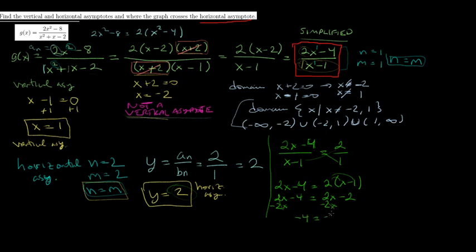Now we can subtract the 2x from both sides, cancel those, and we end up with negative 4 equals negative 2, which is absurd, right? Negative 4 does not equal negative 2. In other words, this equation has no solution.